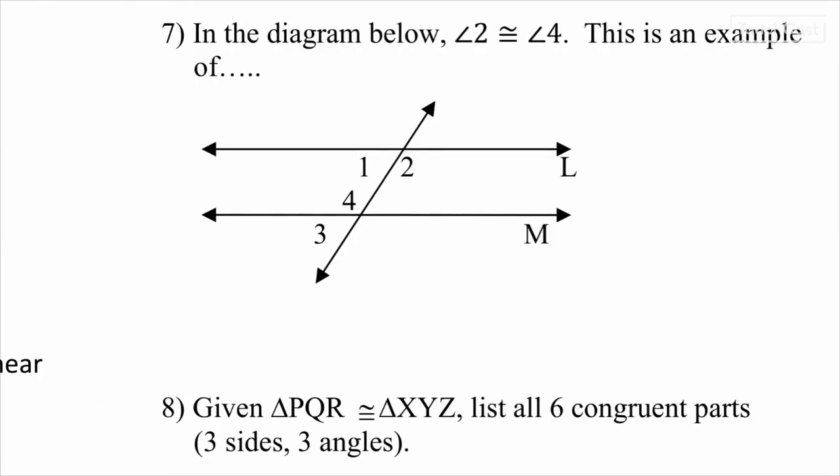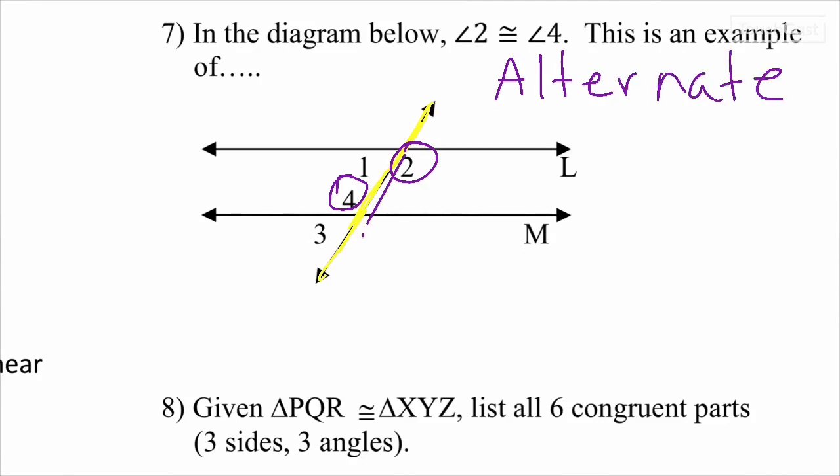Okay, angle 7. What you have to ask yourself when you have parallel lines, here's my transversal. I'm going to circle the ones they say, angle 2 and angle 4. I notice that they're alternate. They are not on the same side of the transversal, because one is on the left and one is on the right.